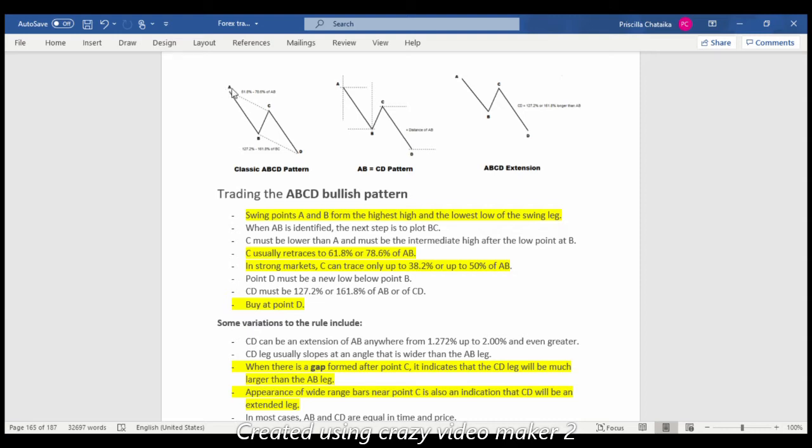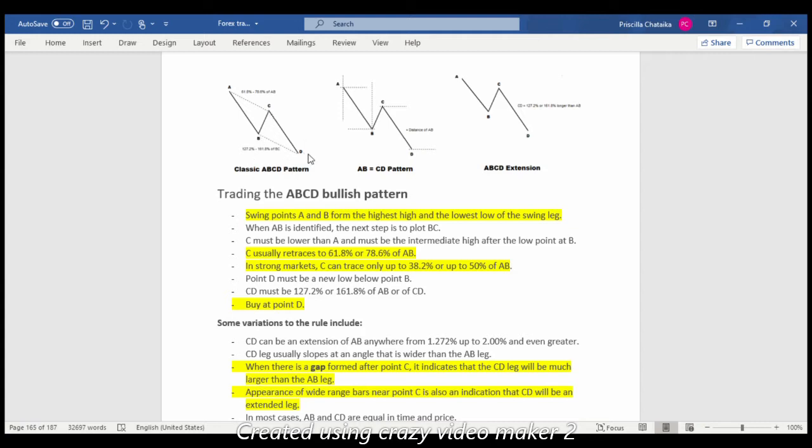So on this pattern here, it starts off with A, B, C, D, right? And then at point D is when you should be looking for a buy opportunity. And then your stop loss, you set it at 45 pips. You don't want to use 35 pips because the brokers all know everyone uses 35 pips. So D is your entry signal, C is your target.